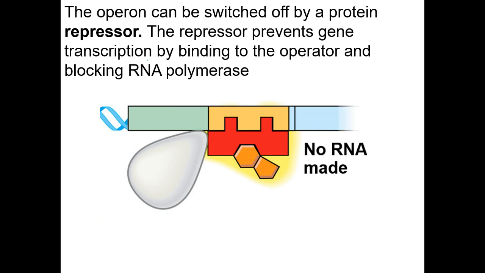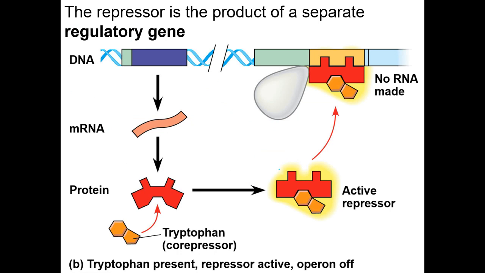So the operon can be switched on and off by a repressor. The repressor is a protein, and it prevents gene transcription by binding to the operator and blocking RNA polymerase. So here's a protein that can actually bind to DNA. How cool is that? This protein is the repressor, and if it's bound to the operator, then RNA polymerase can't bind onto the promoter, and the whole transcription can't take place. So that blocks RNA polymerase. So you need to somehow have a repressor around in order to turn the operon on and off.